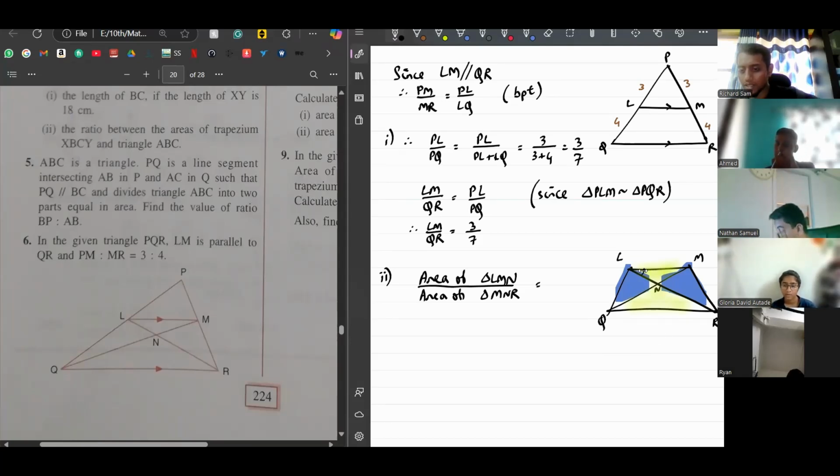How do we prove that they are similar? Angle L, this angle will be equal to angle R, alternate interior angles. And this angle here, M, will be equal to angle Q. And angle N on the top and angle N down will be equal, again vertically opposite. Okay, so that is similar, that's clear. What about these blue triangles? Are they similar?